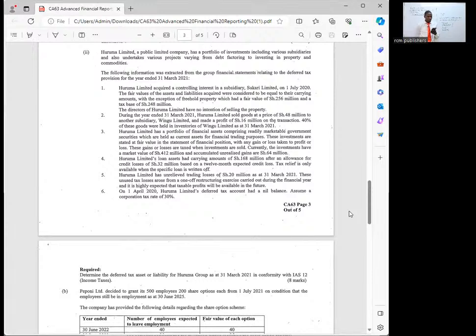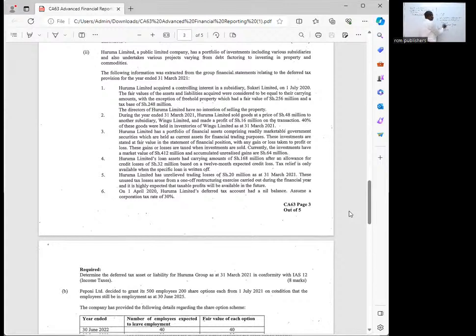Huluma Limited acquired a controlling interest in a subsidiary, Sukari Limited, on 1st January 2020. The fair value of the assets and liabilities acquired were considered to be equal to the carrying amount, with the exception of freehold property, which had a fair value of 256 million and a tax base of 248. This is important for us. We have the tax base and the carrying amount. Remember, the carrying amount is the same as the net book value of that item.